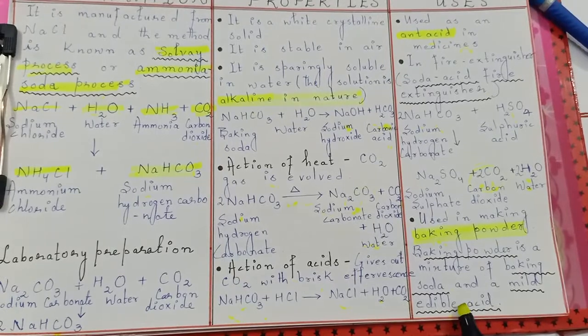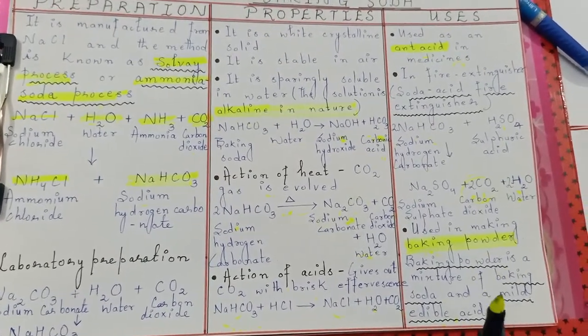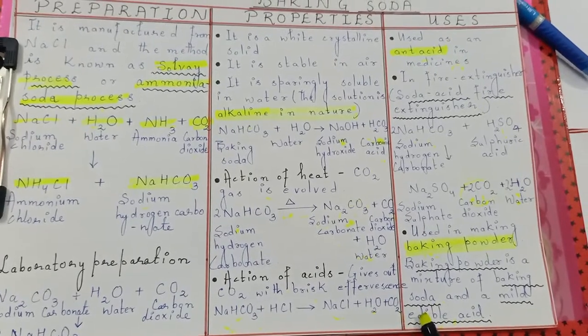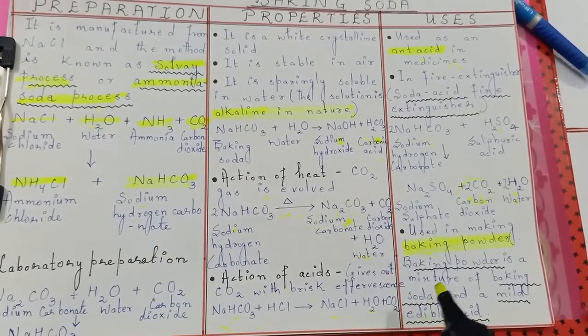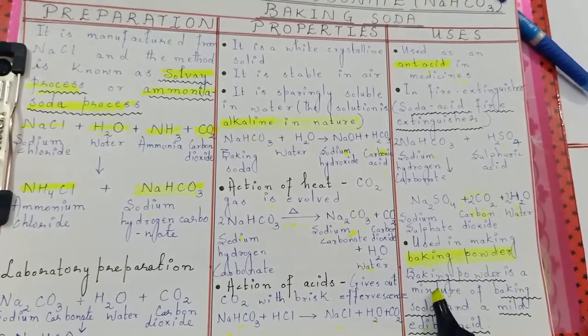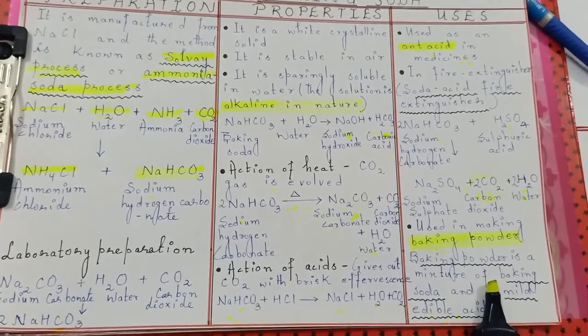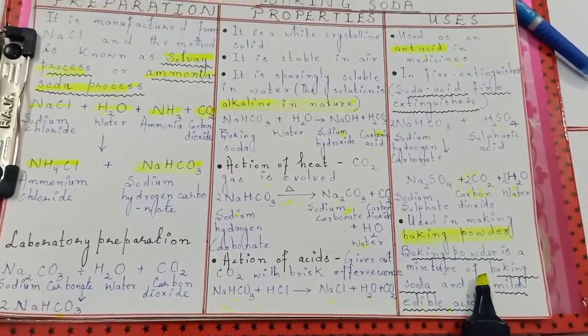Now this mild edible acid could be tartaric acid, it could be citric acid, any of those acids which are edible, which we can consume, and that is not going to harm us. And where is it being put to use? Baking powder is used for making cakes, pastries, breads.